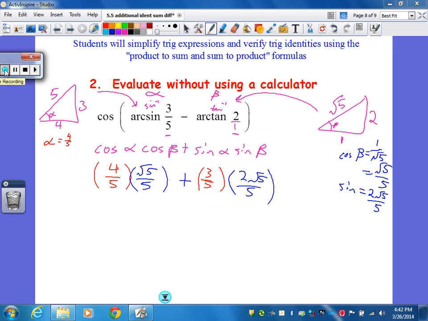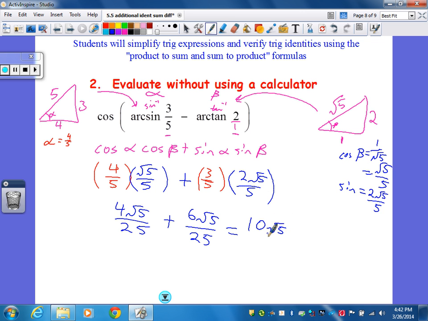So this is going to be 4 square root of 5 over 25 plus 6 square root of 5 over 25. Well, we have like terms here, so this is going to be 10 square root of 5 over 25, which simplifies down to 2 over 5 square root of 5. Okay. And that would be your answer.